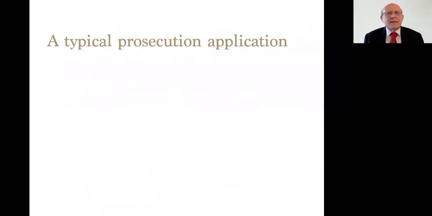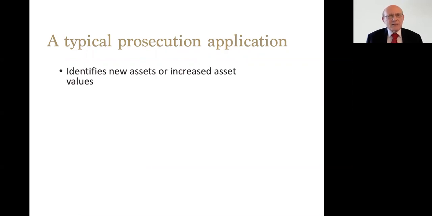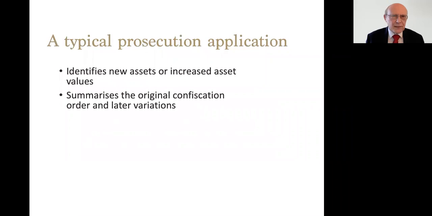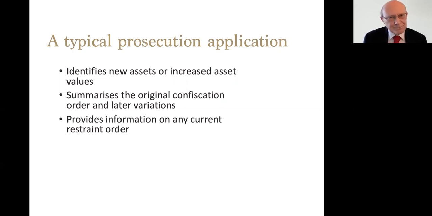So let's think about that prosecution application. What's it going to look like? Well, typically, what has happened is that the prosecutor has identified new assets or increased asset values. And he sets that out in a witness statement, and he also summarizes in that witness statement the original confiscation order, says something perhaps about the original confiscation proceedings, and also any later variations. For example, if there's been a variation under section 23 of the available amount, or a variation under section 21 of the benefit, he's going to mention that.